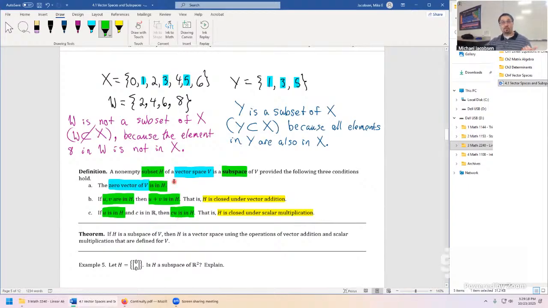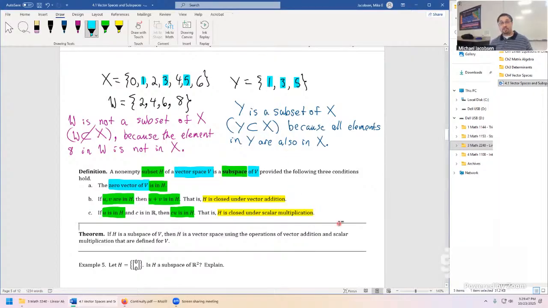So if it contains the zero vector, if it's actually a subset, and you have two closure properties, that tells you H is a vector space in its own right, using the same operations of vector addition and scalar multiplication. So this is another way to construct more and more examples of vector spaces. Subspace just means it's a new vector space contained in the larger vector space V that we're thinking of.